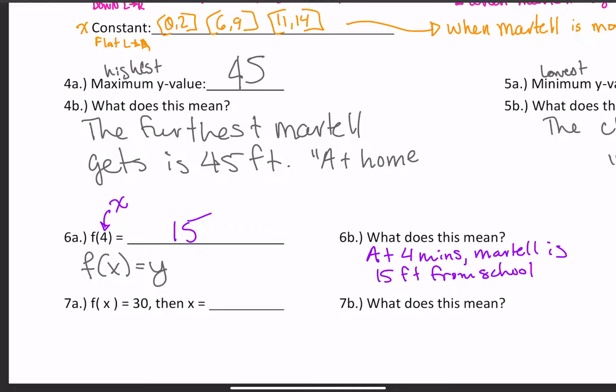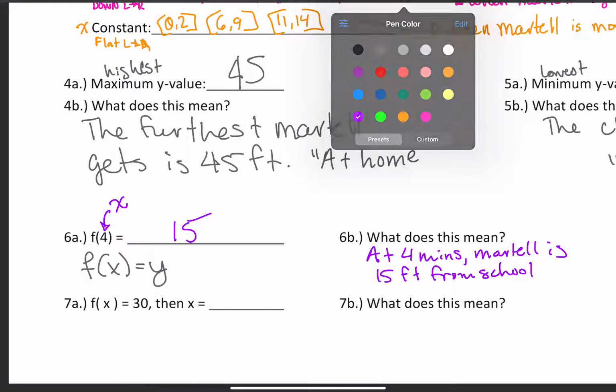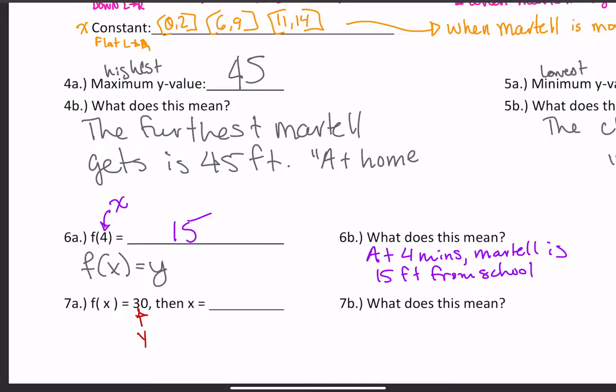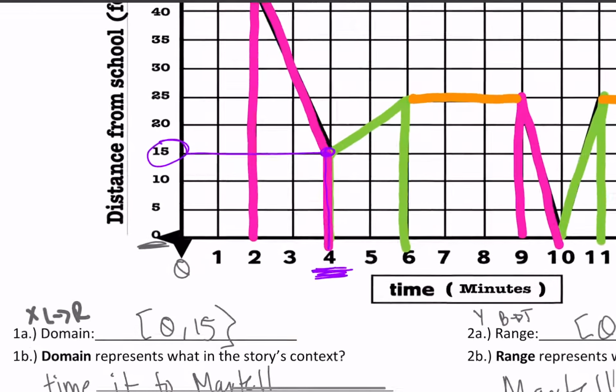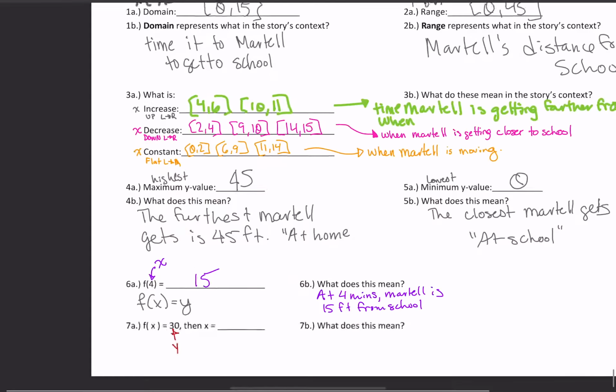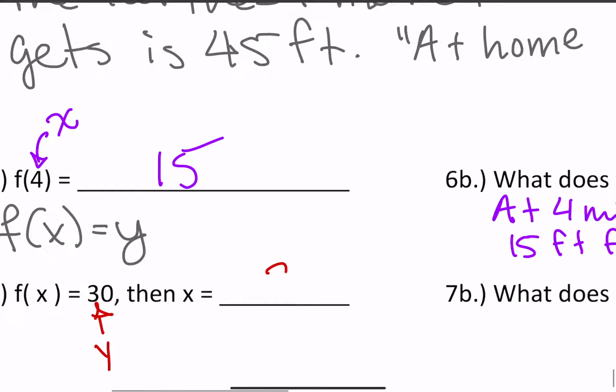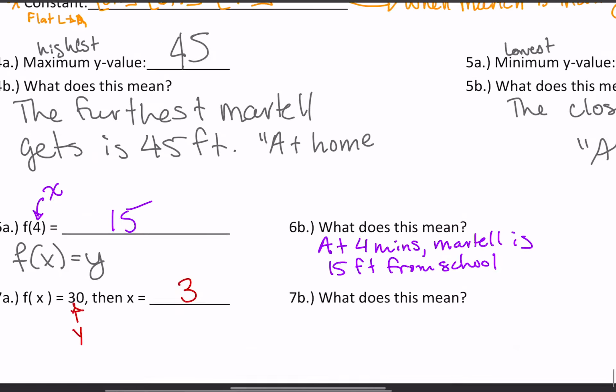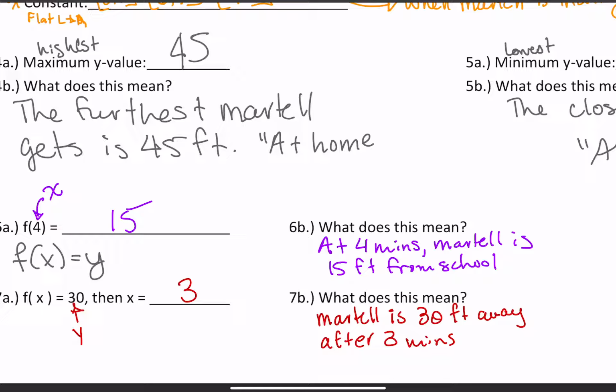In this last one here, this 30 is our y. So we have to look at 30 on the y-axis. Here it is. When I go to the graph, its number partner is 3. So x is 3. So what is this saying? Martel is 30 feet away after 3 minutes, right? X is 3, x stands for time. Y is 30, 30 is distance away from school.